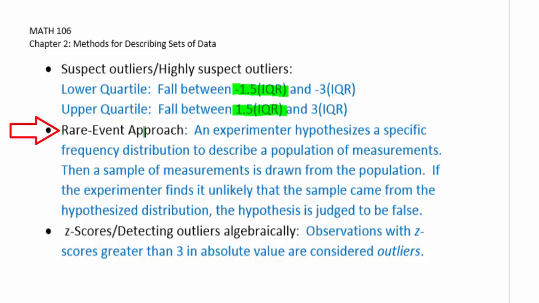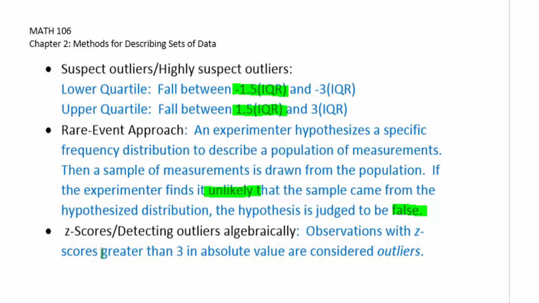In the case of the rare event approach, an experimenter hypothesizes a specific frequency distribution to describe a population of measurements. Then a sample of measurements is drawn from the population. If the experimenter finds it unlikely that the sample came from the hypothesized distribution, the hypothesis is judged to be false. With respect to the z-score, we can use it to detect outliers algebraically.